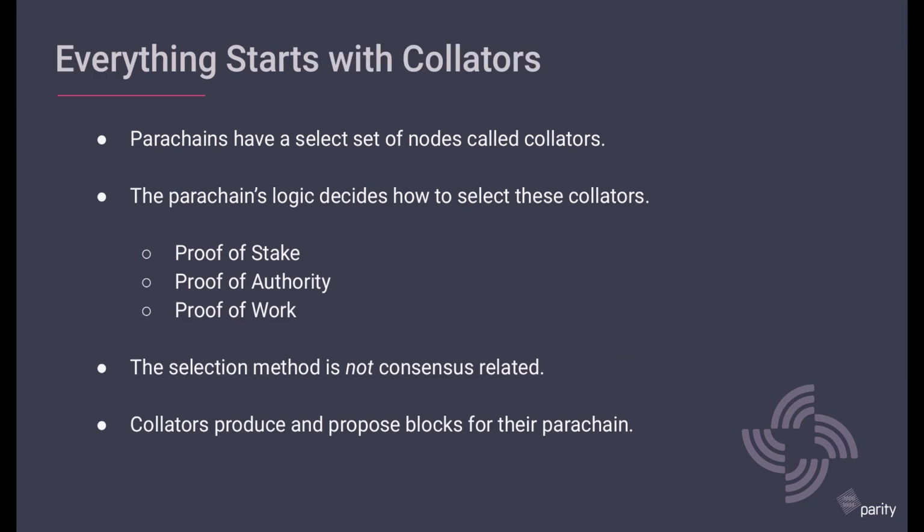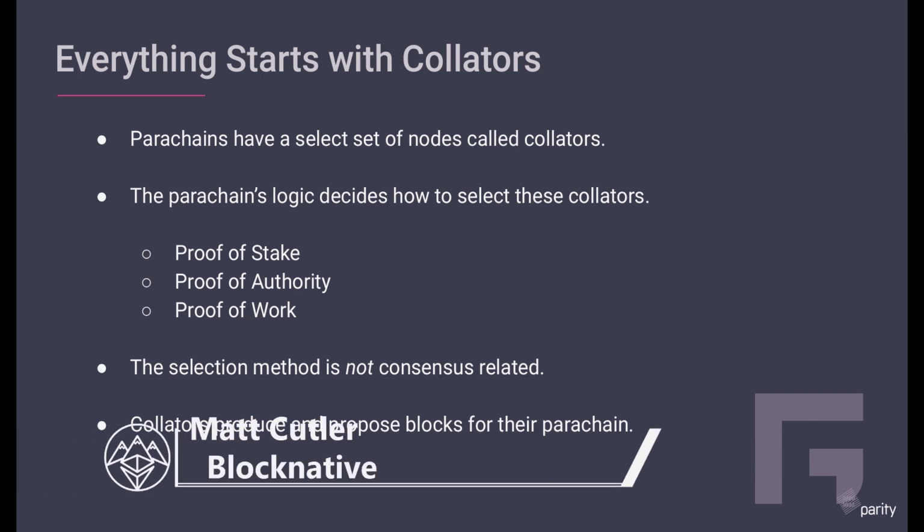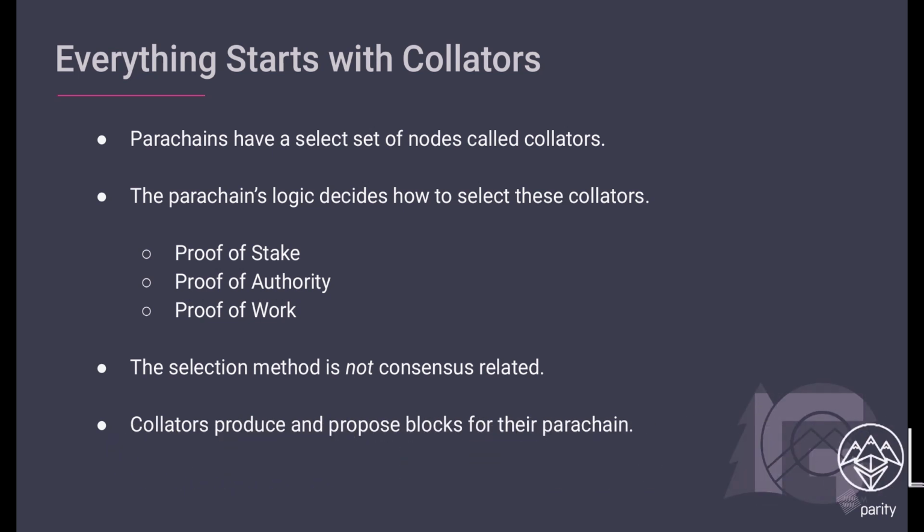Getting these blocks to finalization starts out with the collators. Parachains have a set of nodes called collators, and these aren't really consensus related. You don't really need any kind of BFT considerations or anything. As long as you have at least one collator, you're basically good to go. Then it's up to you to decide how you choose these collators. You could have proof of stake or proof of authority or proof of work. This doesn't really have anything to do with finalization yet. This is really just choosing who has the right to produce the next block.